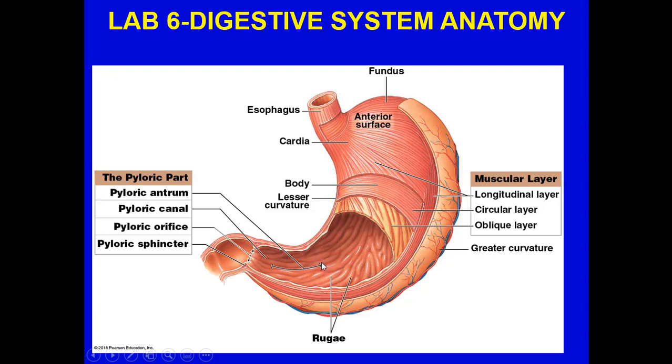And then we come into the area known as the pyloric part, or the pyloric antrum, which consists of the pyloric canal and the pyloric orifice, which is the opening here. That's controlled by the pyloric sphincter, which, upon certain signals, neural or chemical, usually hormonal, will open or close, allowing the squirting out of some of the chyme into the beginning of the duodenum here.